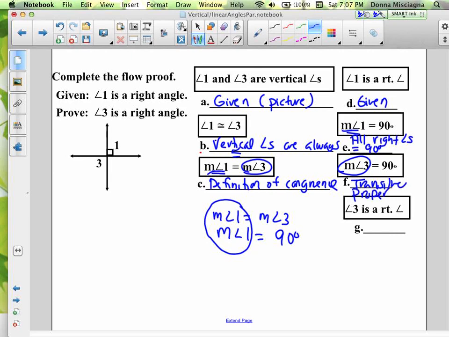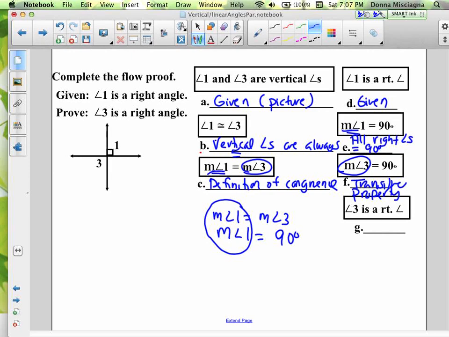So you have to be careful. We use other reasons and other ways to connect ideas to prove what we're trying to prove. It's like we're going through a maze, like a puzzle. We're trying to go from one piece to the next by connecting the information. So you can't jump too far ahead. We don't know angle 3 is a right angle until we prove it, so we cannot use that reason. But we can recognize that both angle 3 and 90 degrees are equal to angle 1, so they're equal to one another using the transitive property.